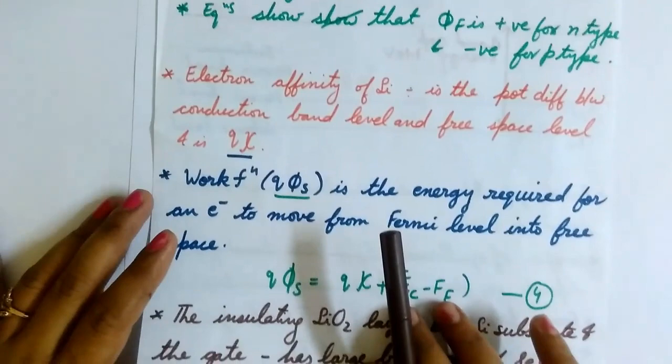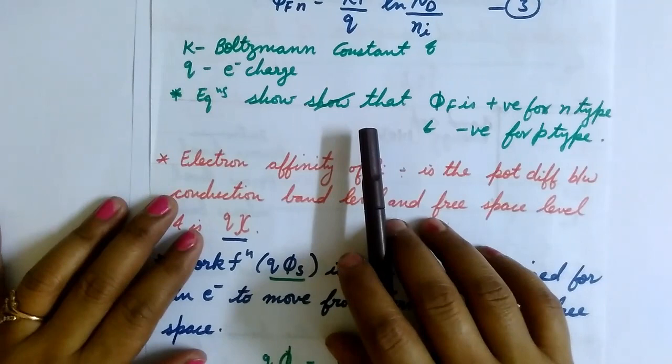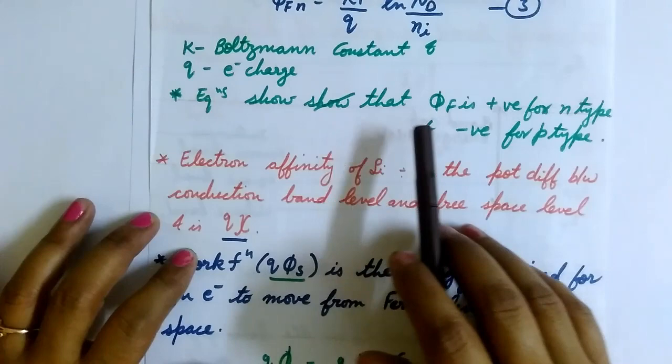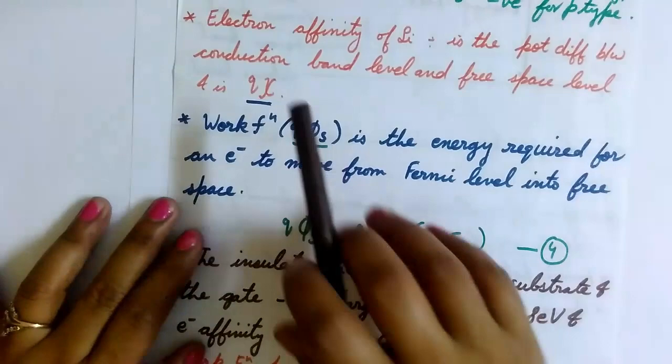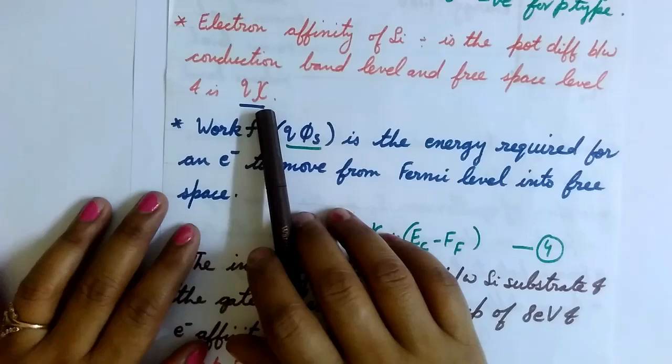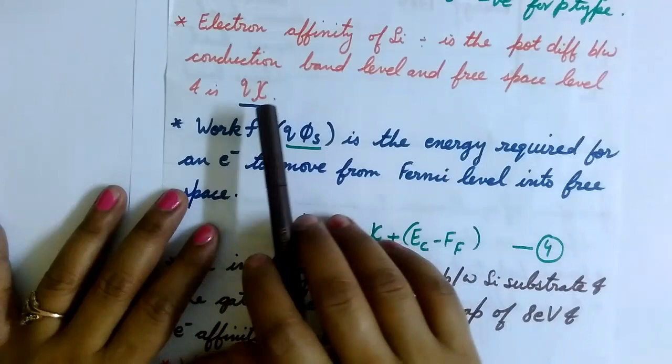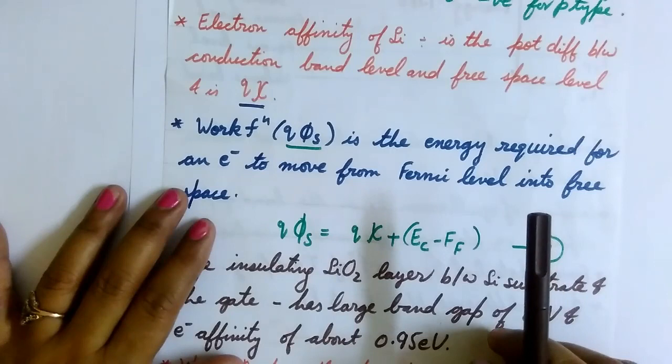So these equations 1, 2 and 3 are used for finding the phi F. And the same thing which I just discussed above, that phi F is positive for n type and negative for p type. Electron affinity I have just discussed for the silicon. It is written as q into xi. I have already mentioned the diagram, and it is actually the potential difference between the conduction band level and the free space level. So it is the energy required for an electron to move from conduction band to the free space.